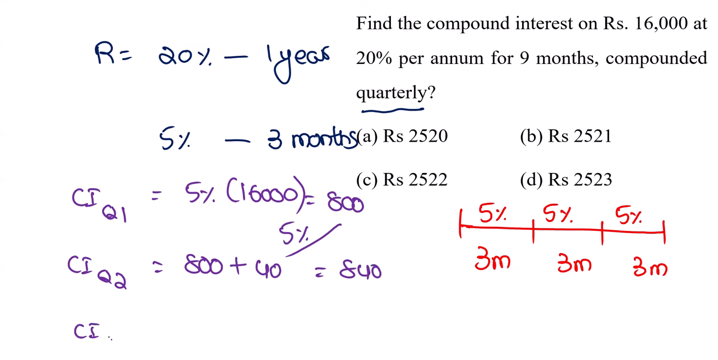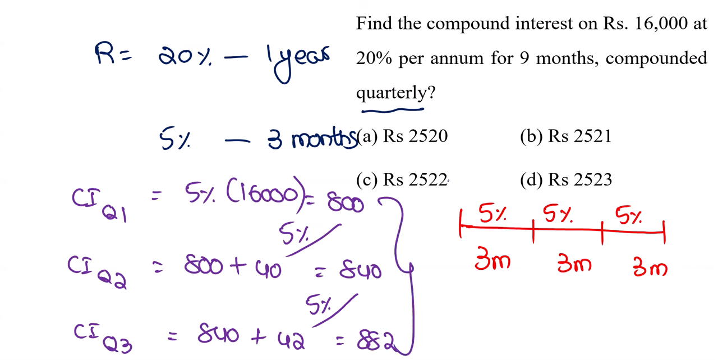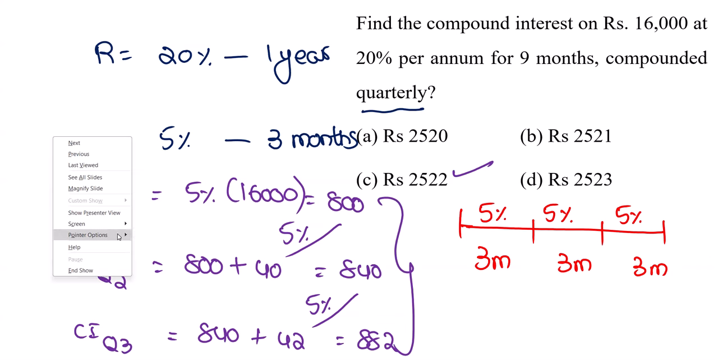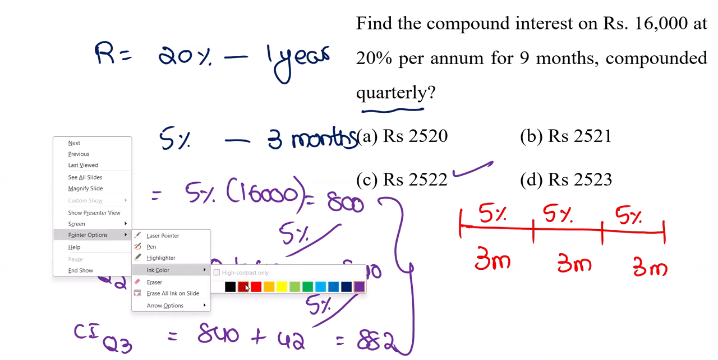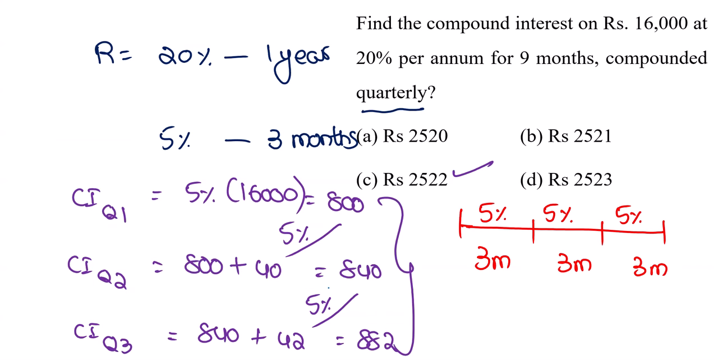Third quarterly, 840 plus 5% of this. 10% is 84, 5% will be 42, 882. Okay, you see the units place at least adding 2 required, that's 2522. You just speed up those calculations by checking units place and all, so that will save some time. So 2522 is the compound interest.